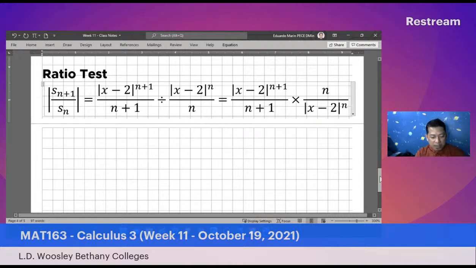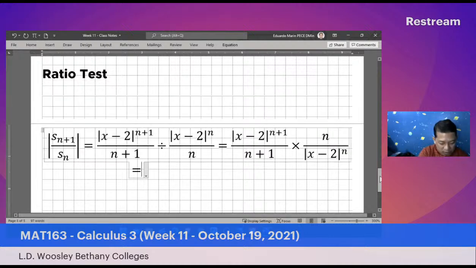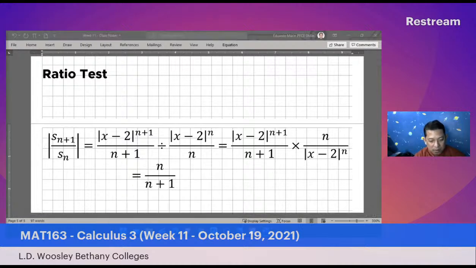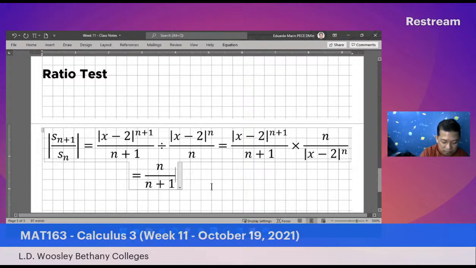So there will be a sort of cancellation here. What remains is the constant. Let's deal with the constant first: n all over n plus 1. That is the constant. For the exponent, what remains is just n minus 2, because n minus 2 raised to n plus 1 divided by n minus 2 raised to n leaves n minus 2 raised to 1. So this is equivalent to the absolute value of n minus 2.